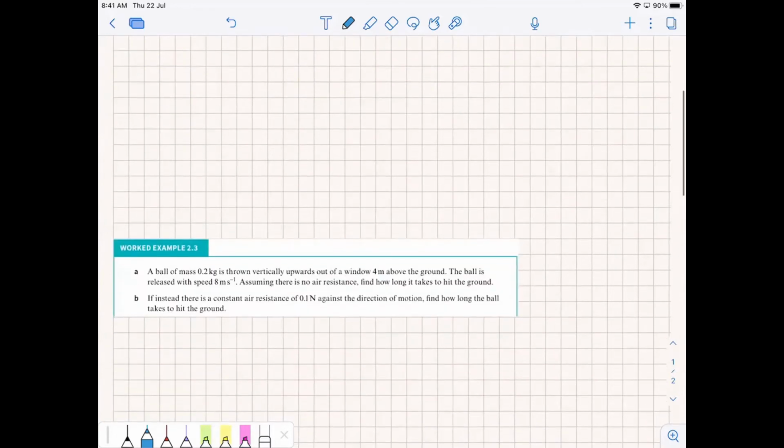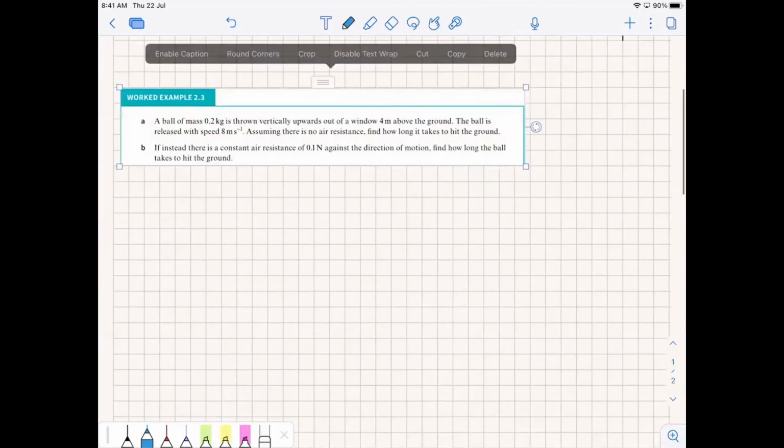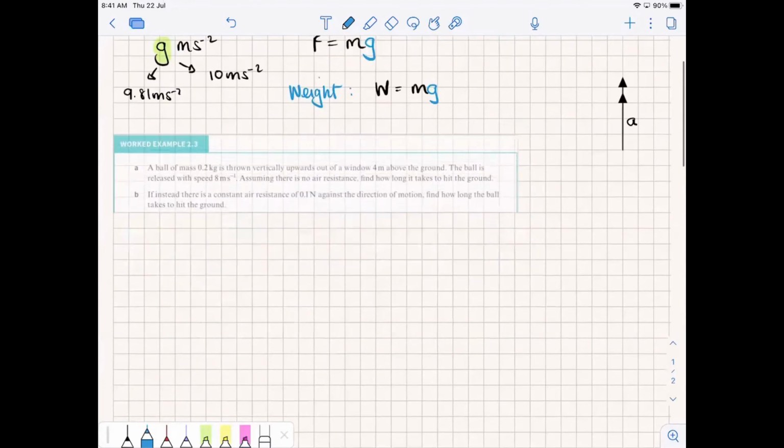I'm going to grab our first little example. This is just forces again, so I want to remind you that when we're dealing with forces, we're going to draw pictures, and sometimes we're going to draw more than one picture, depending on the problem we are talking about.